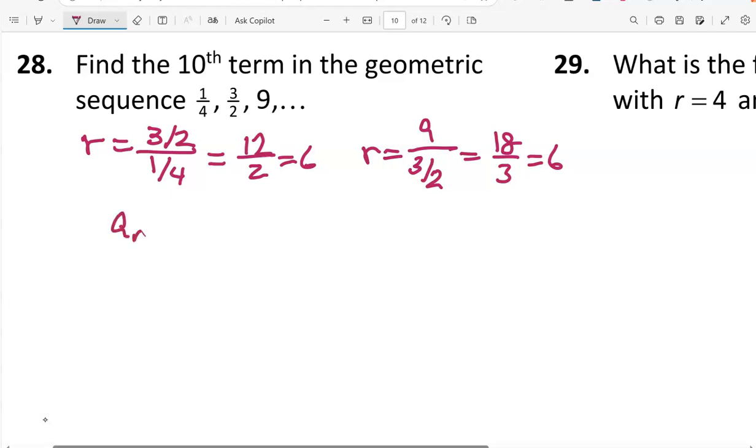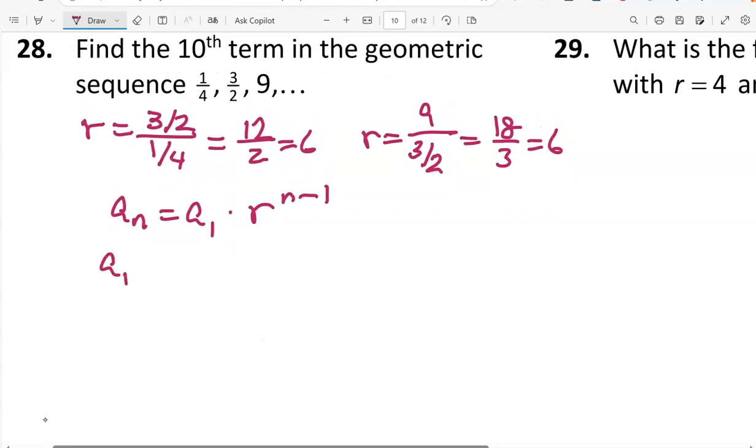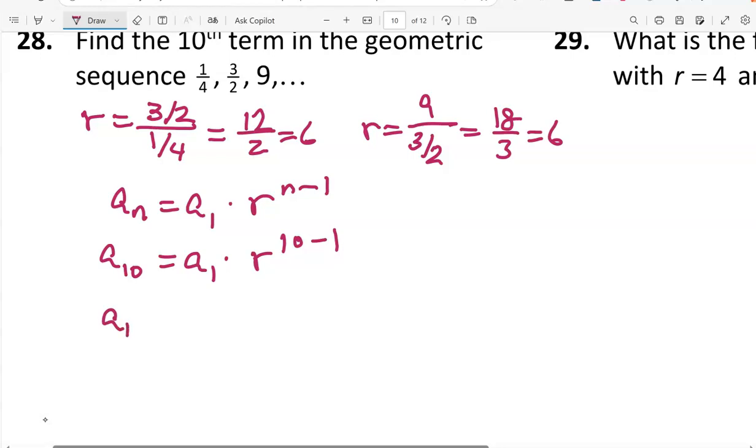I'm going to find the 10th term, so I'm going to use my formula for the nth term of a geometric sequence. A sub n is equal to a sub 1 times r to the n minus 1. Since we are looking for the 10th term, that implies that we must replace n's with 10. So a sub 10 is equal to a sub 1 times r to the 10 minus 1. And the 10th term is what we are looking for.